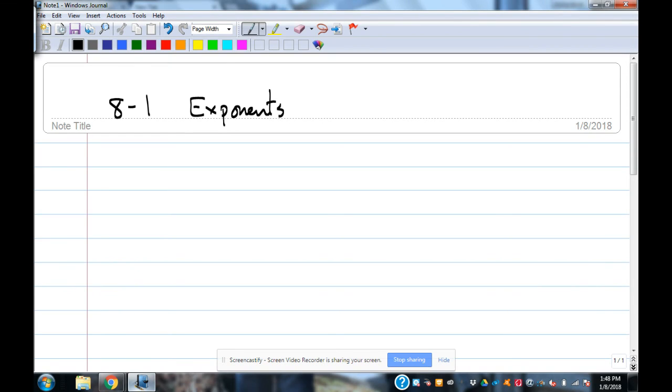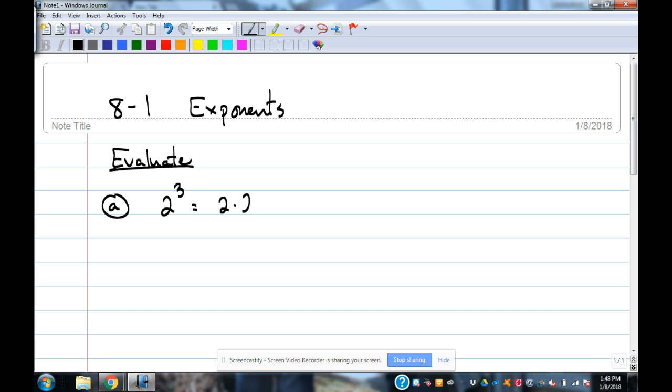Exponents, or where we're going to start. Really easy thing today. If I tell you to evaluate, what does that mean? Solve, get the answer, work out the number. That's what evaluate means. So if we had a problem like 2 to the third power, if we're going to evaluate that, what does it mean to have 2 to the third power?